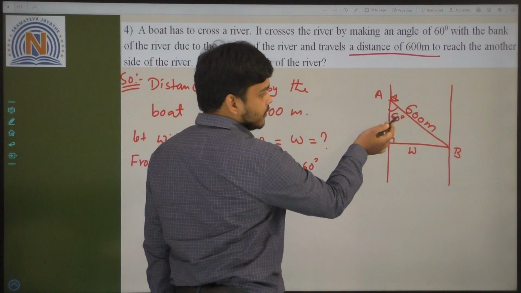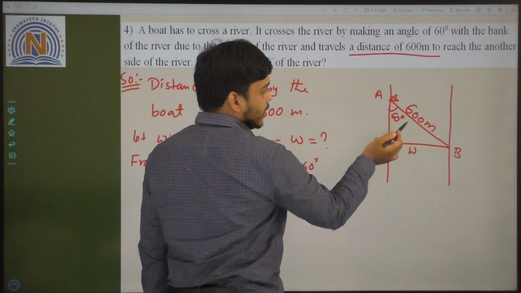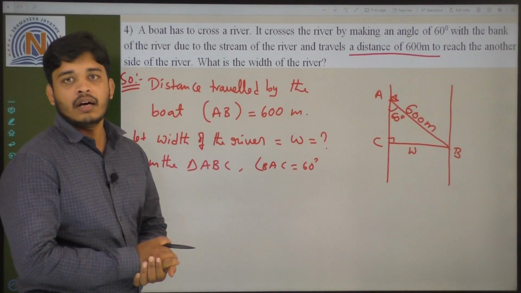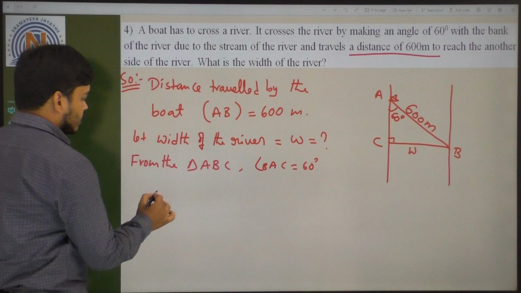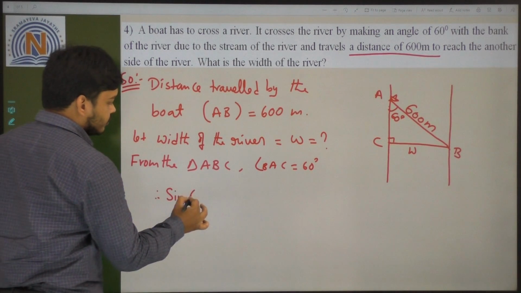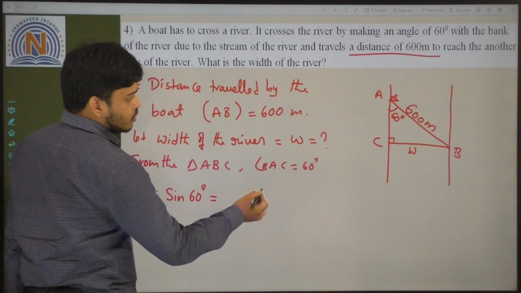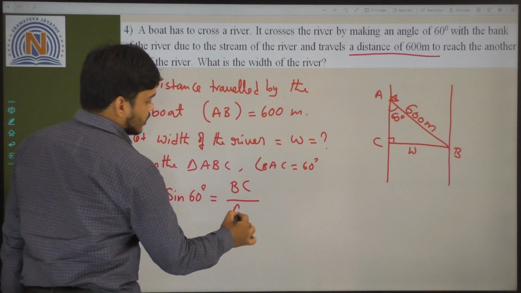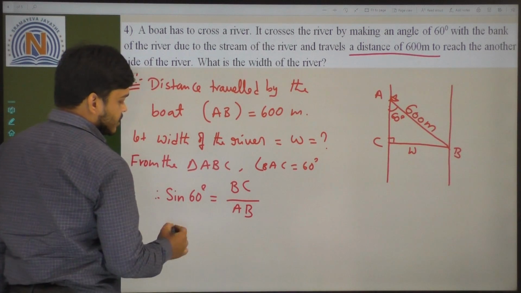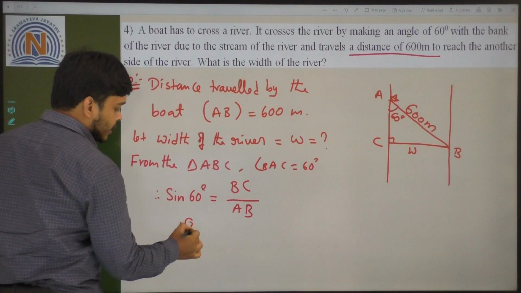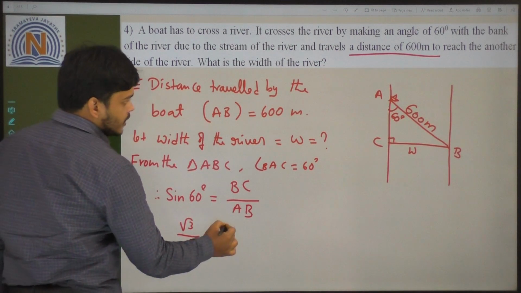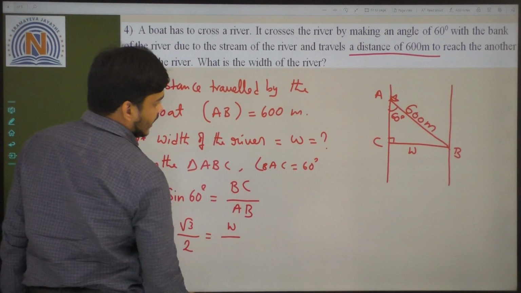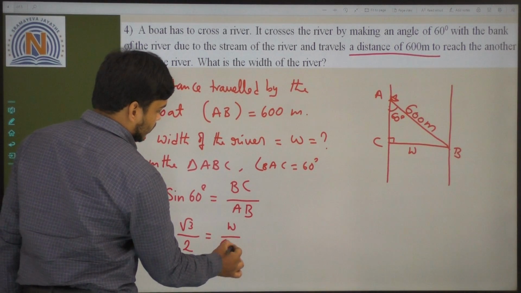this is the opposite side with respect to angle A, so opposite by hypotenuse. Which ratio are we taking? Opposite by hypotenuse means the sine ratio. So sine 60 degrees is equal to opposite BC by hypotenuse AB. Sine 60 degrees value is root 3 by 2, equal to BC value W, the width, and AB value is 600, right?